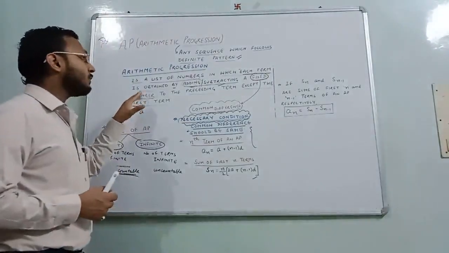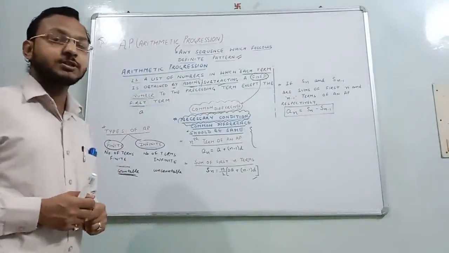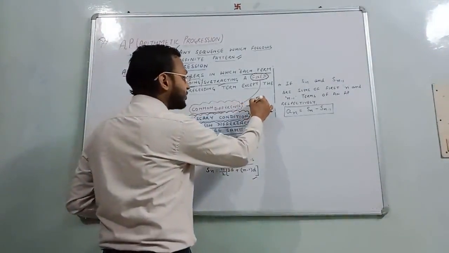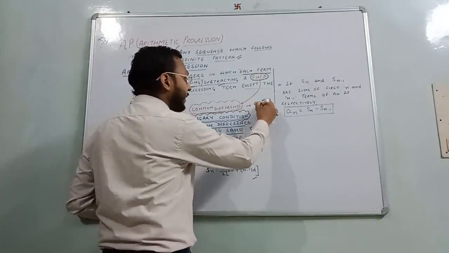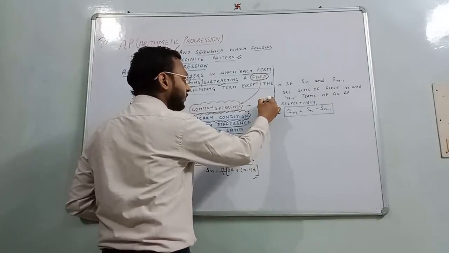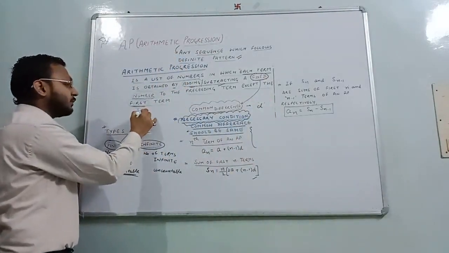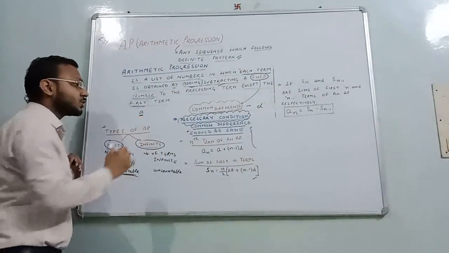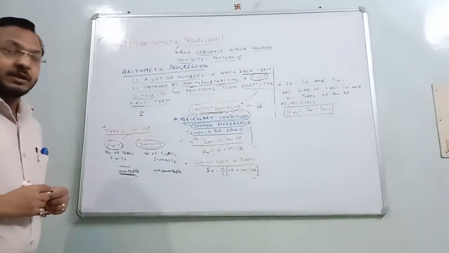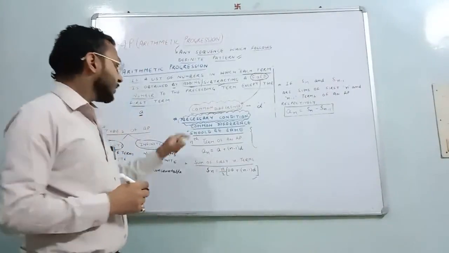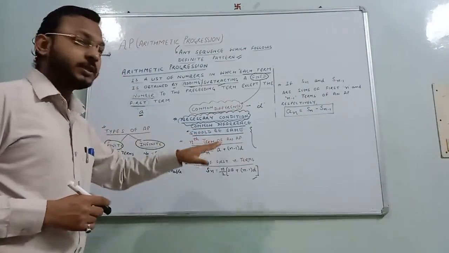There would be no term preceding the first term. Here we have talked about a fixed number. That fixed number is known as common difference. Common difference is generally represented by small d. Here we have talked about the first term. First term is generally represented by small a. Now the necessary condition to be an AP is that the common difference should be the same.